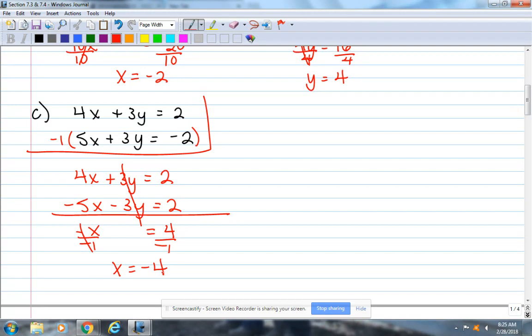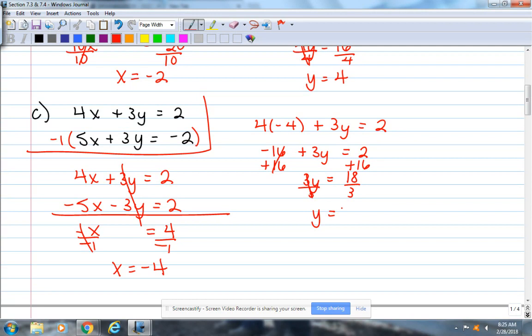How do we get y? Plug it into an original. I'm just going to do the top one. So 4 times negative 4 plus 3y equals 2. What is 4 times negative 4? Plus 3y equals 2. And then we do what? Add 16 on both sides. So 3y equals 18. Divide by 3 and y equals. And what's my ordered pair? Are we good? So if they had the same coefficients and you need opposite signs, pick one row and multiply the whole row by negative 1, which changes all the signs.